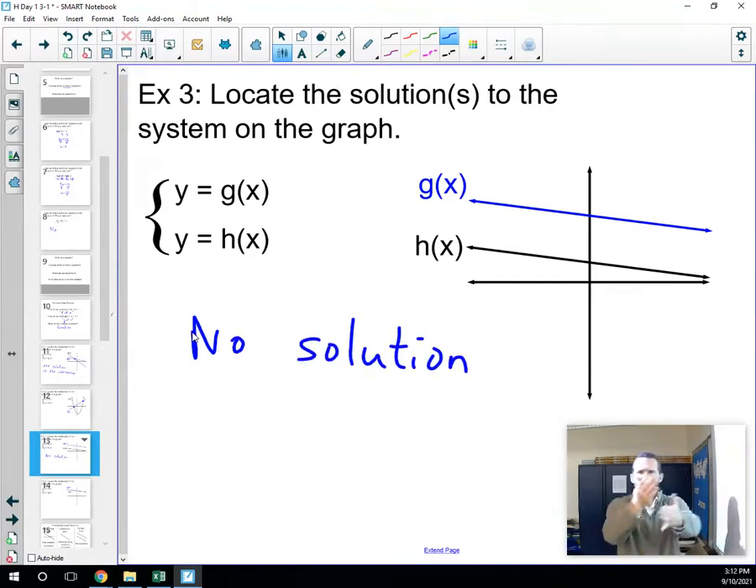Because the lines, the linear functions, never cross. So there's no point on this graph that will work for g of x and for h of x, because g and h never cross. They never touch. So there's no solution.